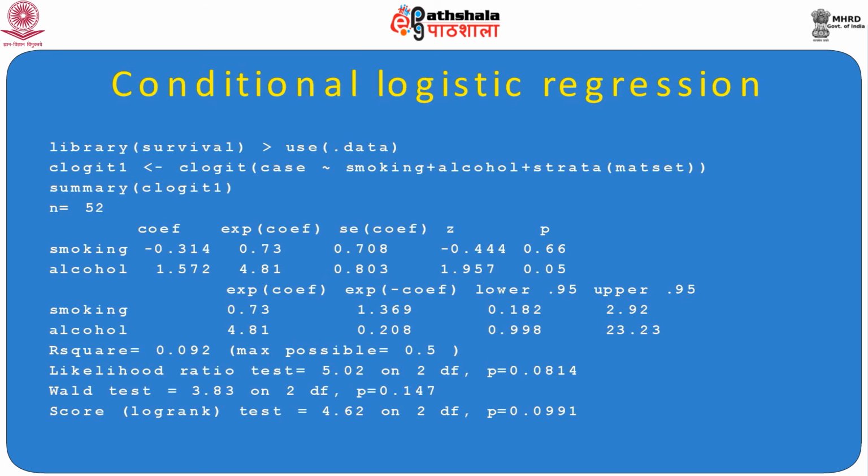So here in this case, as a summary of the logistic results, both smoking and alcohol have no role for cases, and the corresponding odds ratio is 0.73 for smoking and 4.81 for alcohol. Again the R square value, the likelihood ratio test value, Wald test value and score (logrank) test value can be seen, and we can compare this match to match here.